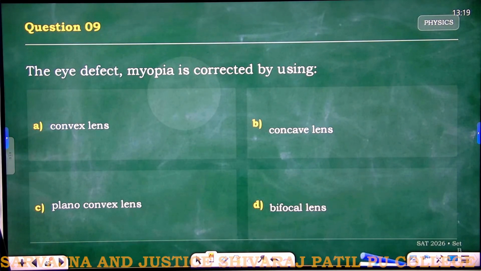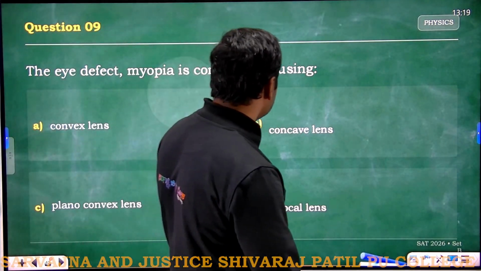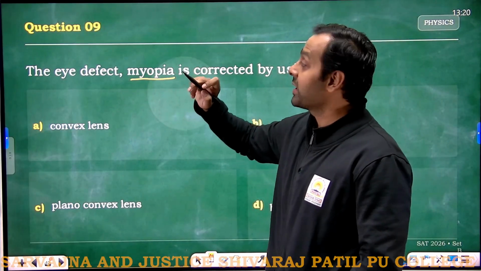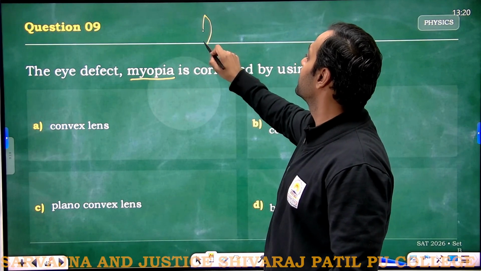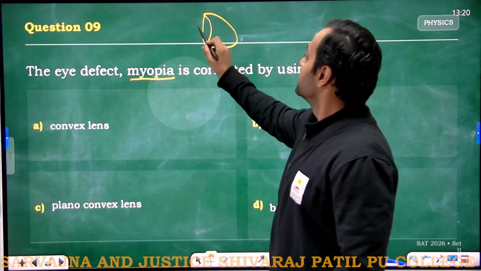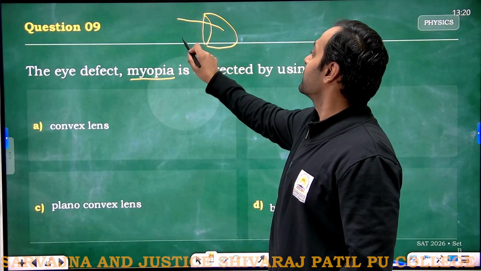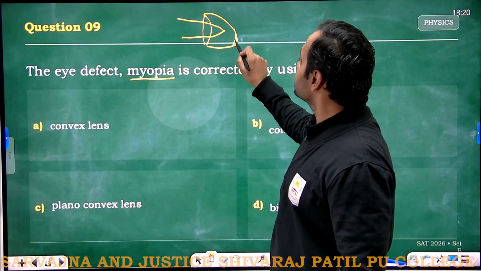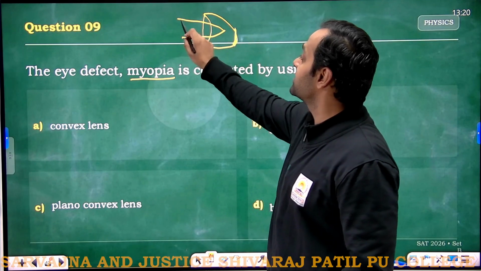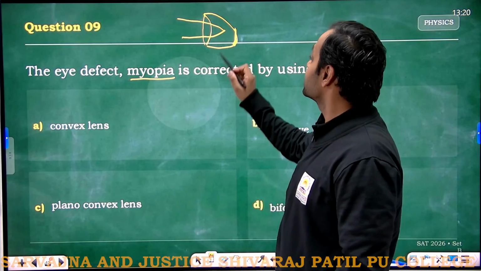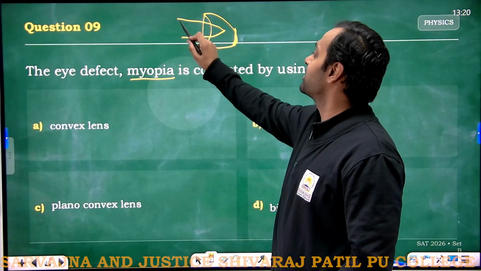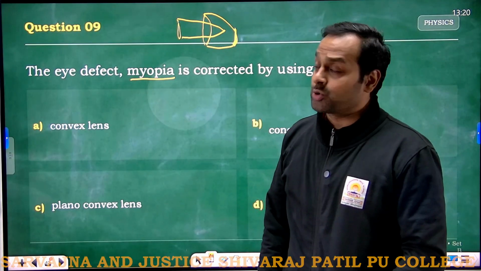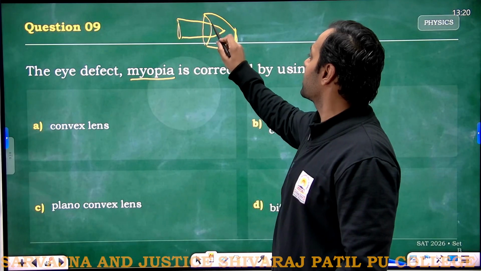Now the eye defect myopia is corrected by using, what is myopia? In myopia, what happens is that we cannot see from a distance. Why can't we see? Because we have a lens in our eye, right? So this will be converging the light even before our retina. If light converges on the retina we see the object correctly. But if it is converging here, the object will not be clear, it will be very blurred.